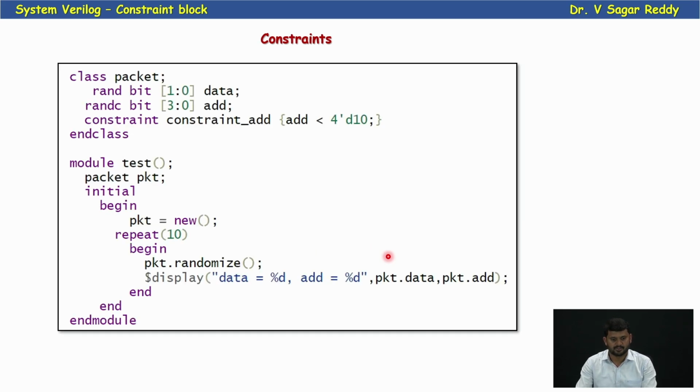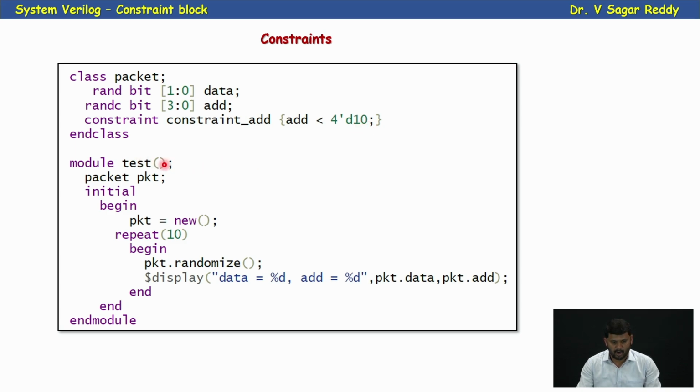So we'll see some examples of how to write constraints, how to do constraint based randomization in SystemVerilog. In this example, packet is defined as a class having two variables, data and address, of bit type, 1 down to 0 and 3 down to 0, as random variables. Here I'll define one constraint, with the constraint identifier constraint_add. Here I impose some expression or condition: this address should be less than 10.